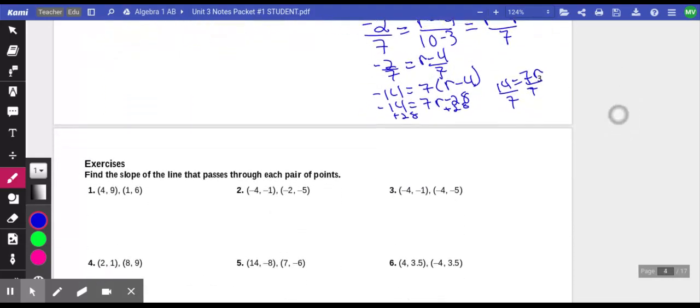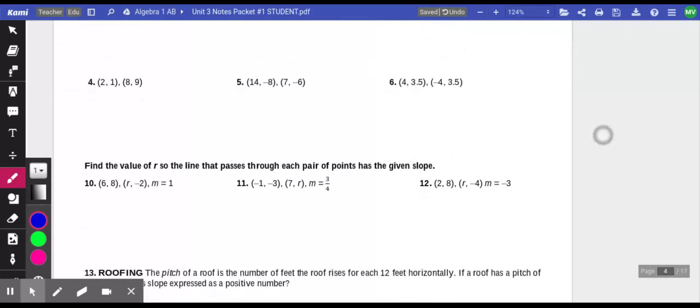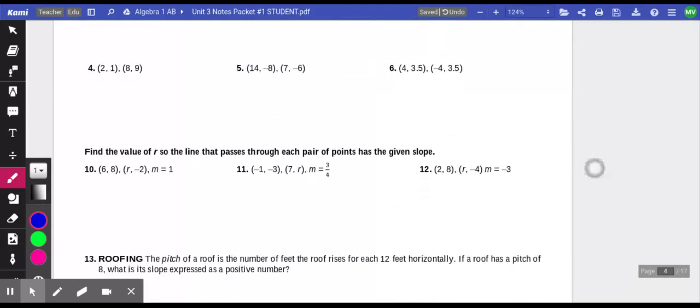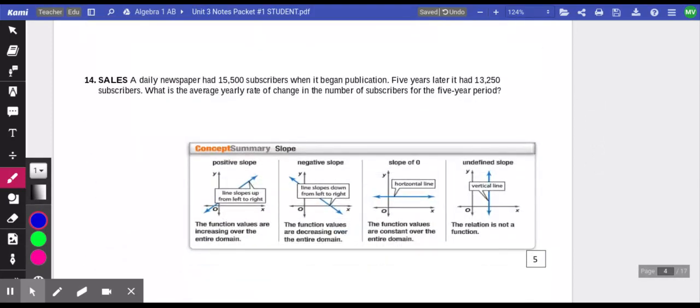So here are the practice problems that we're going to work on tomorrow during class on Go Formative.